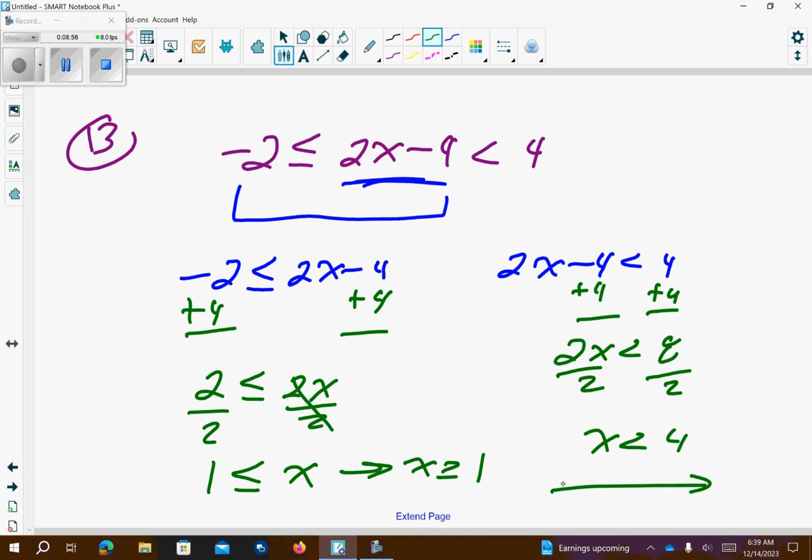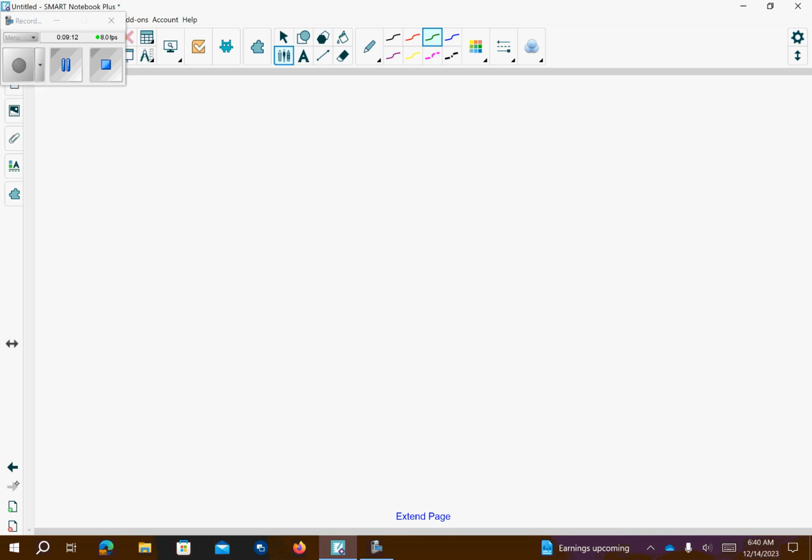So if we put this on a number line, if I have a 0 here, I have a 1 here, I have a 4 here, and I have a solid dot here, and that's going to go this way, and I have an open dot here going this way. So it's that shaded region in between with an open dot at the right side and a closed dot at the left side.